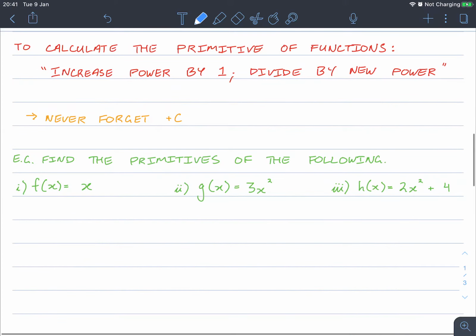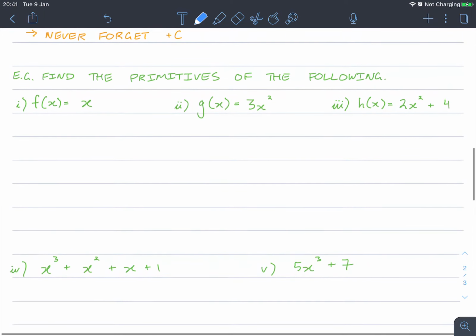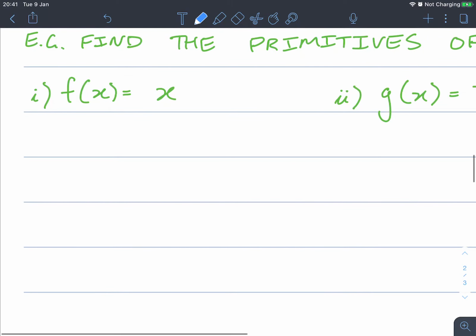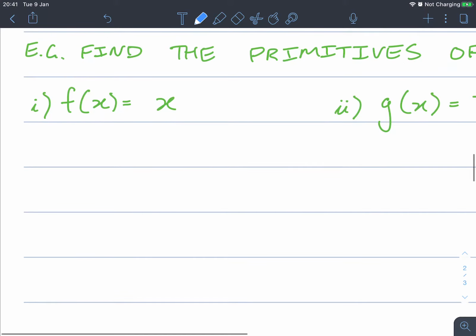So let's do a few examples here, 5 examples to be exact. Let's find the primitive of the following. f of x equals x. Now, what function could have given us this when derived?